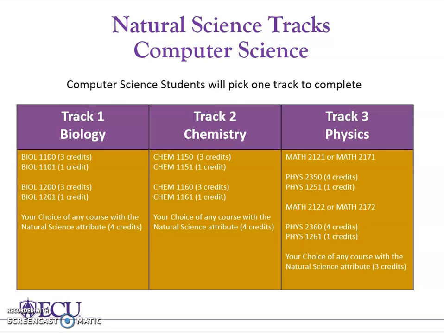In biology, you will need to complete biology 1100 and 1101, and then you will need to complete biology 1200 and 1201, and then you will need to complete an additional natural science course, and that could be a lecture and a lab as long as it's 4 credits. The same thing goes for chemistry, except they'll take the chemistry courses. And the same thing goes for physics, except physics does require additional calculus credit, which is the 2122 or the 2172.